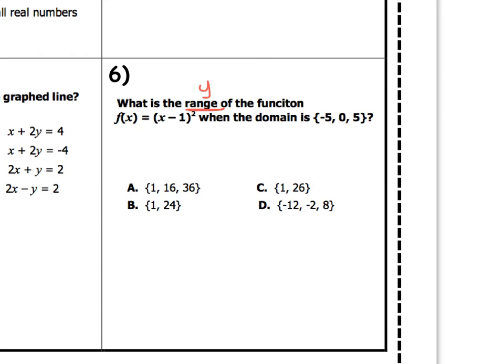So your domain is -5, 0, and 5. So you need to find f of -5. You need to find f of 0. And you need to also find f of 5. So if I plug in -5 in this function, what am I going to get? If I plug in 0 in this function, what am I going to get as an output? And if I plug 5 in this function, what am I going to get as an output?